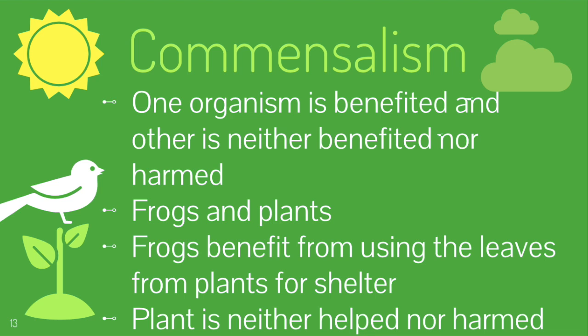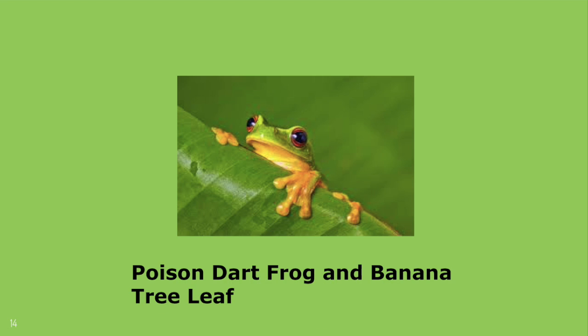Commensalism is the symbiotic relationship of 2 organisms where one organism benefits from the other, but the other organism is neither helped or harmed. An example of this would be the poison dart frog and banana tree leaves. Frogs need shelter and protection, so they use leaves of plants and trees to protect them against forces such as rain and sunlight. The plant is not benefited or harmed when the frog uses it as shelter. Therefore, it is a commensalism relationship.